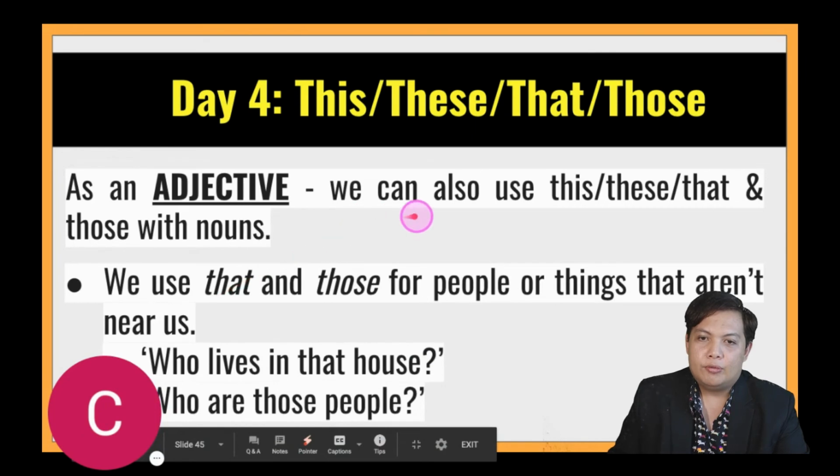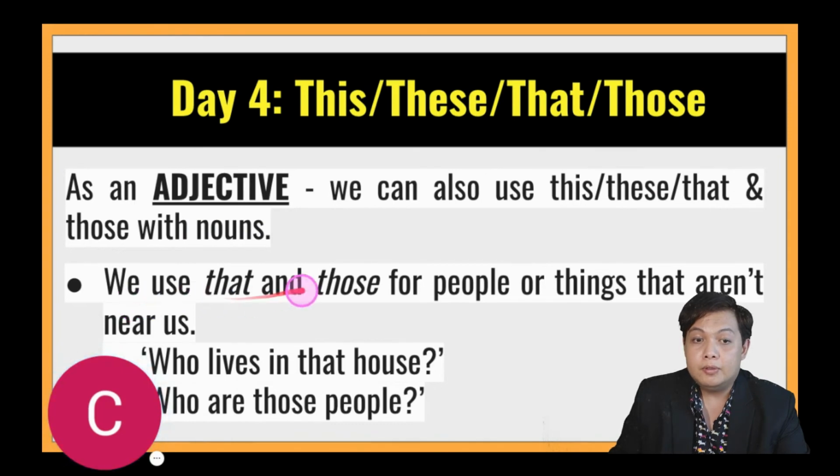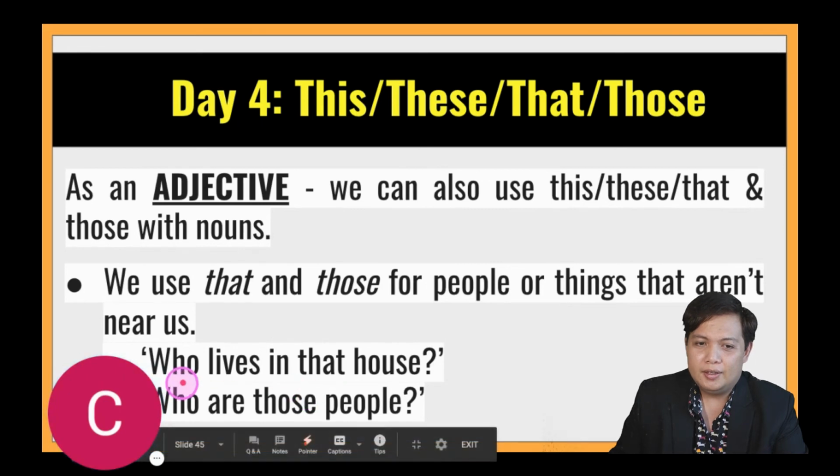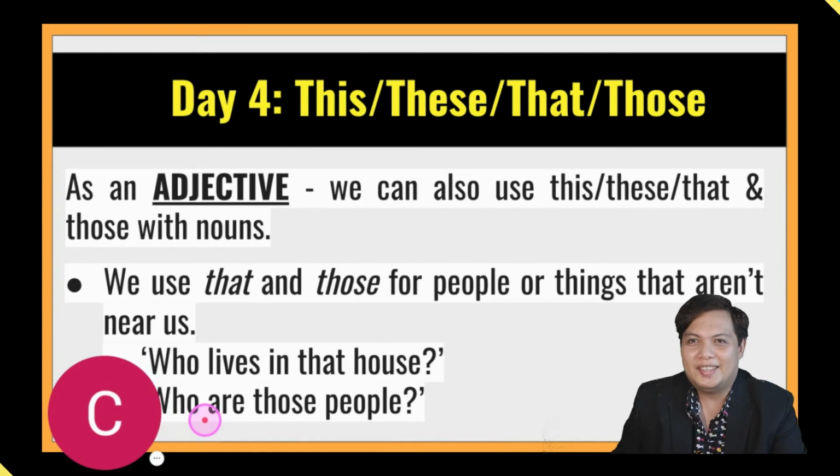Next. We can also use that and those with nouns, particularly for people or things that aren't near us. Who lives in that house? Very good. Next, who are those people? So something like that.